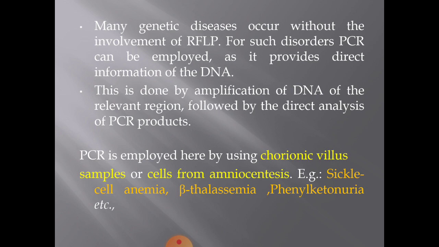Then, secondly, PCR is useful for prenatal diagnosis of inherited diseases, where it is employed by using chorionic villus samples. You will take the cell samples from chorionic villi, that is part of placenta, or cells from amniocentesis. Heritable diseases like sickle cell anemia, beta thalassemia, phenylketonuria, etc. can be diagnosed prenatally by using PCR technique.